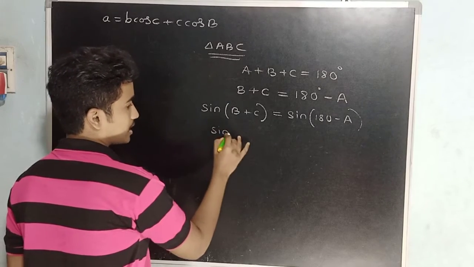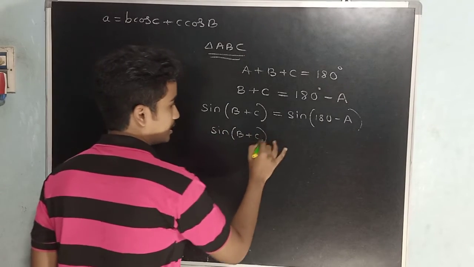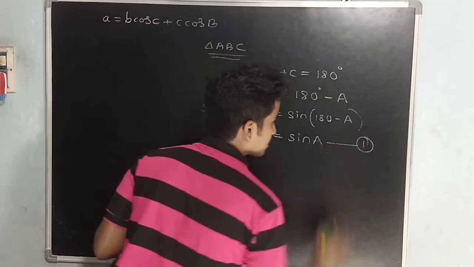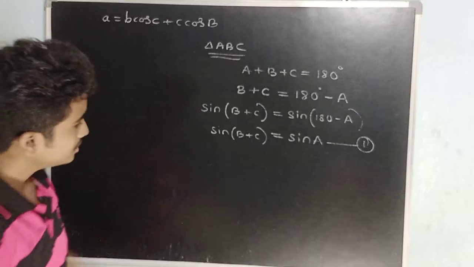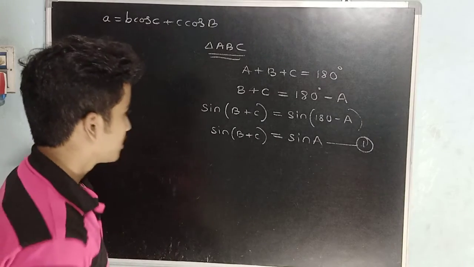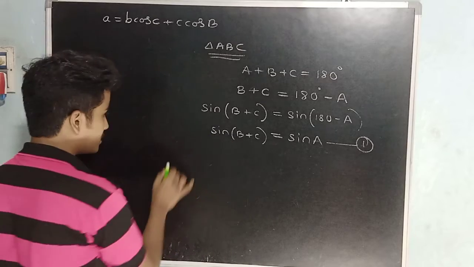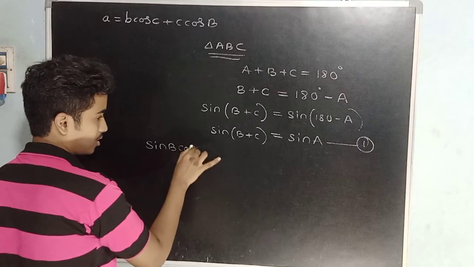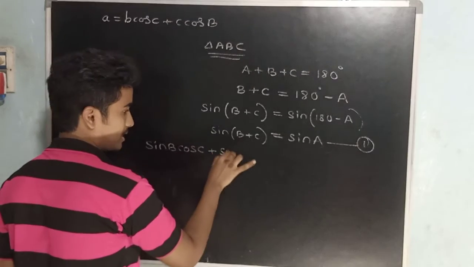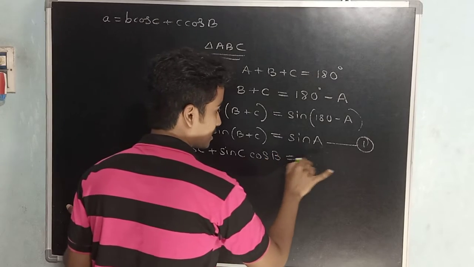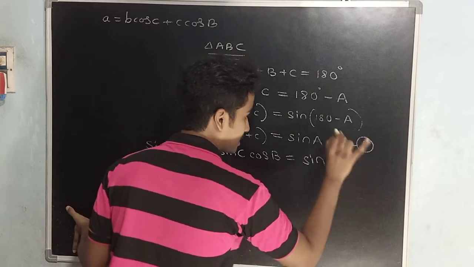What are we going to get? Sine of 180 minus A is nothing but sine A. Understood? Sine of B plus C is equal to sine A. I am going to expand this form: sine B cos C plus sine C cos B is nothing but sine A.